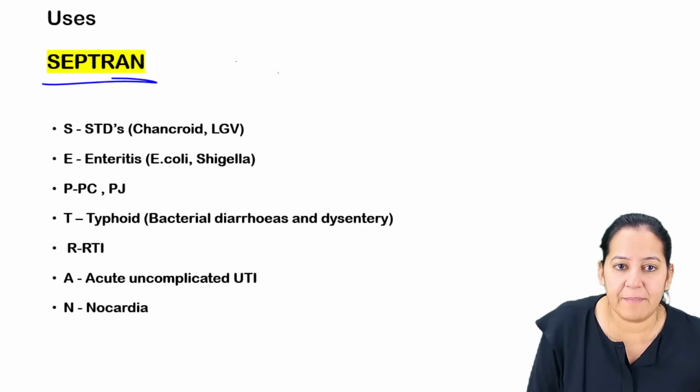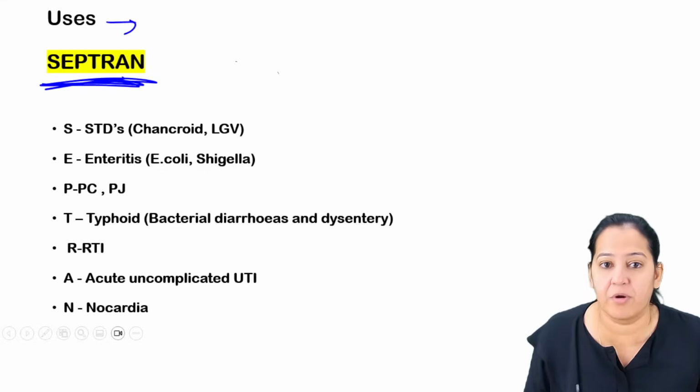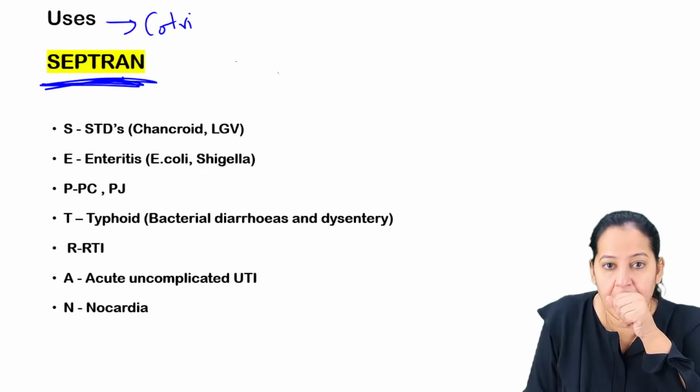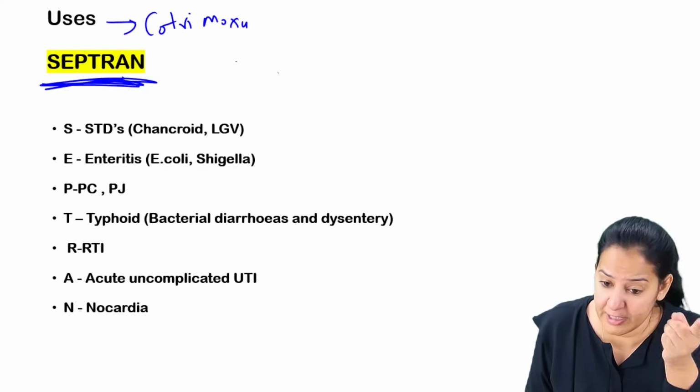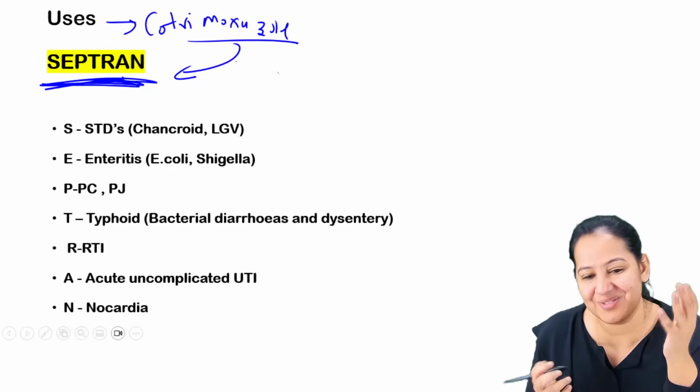The uses of both of them are the same, that is Septron. Because we give them in a combination, the cotrimoxazole. These are the uses of cotrimoxazole. Cotrimoxazole's brand name is Septron. So the mnemonic is also Septron.